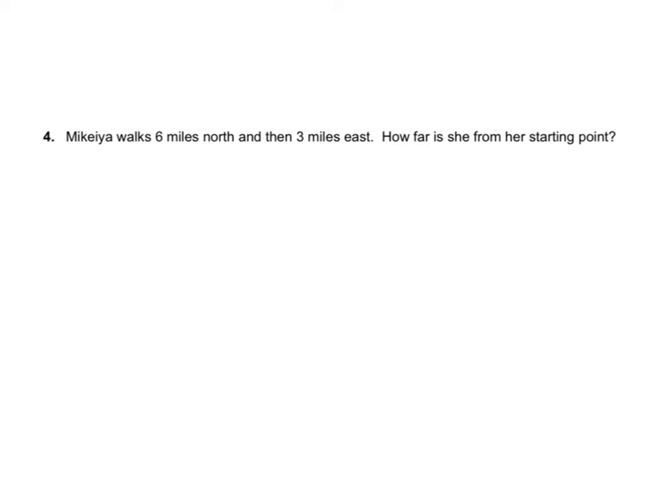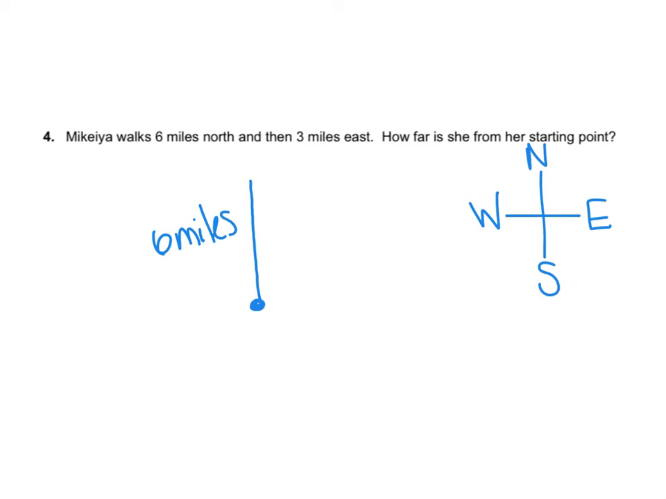All right, in our last example, it says Micaiah walks 6 miles north, then 3 miles east. How far is she from her starting point? All right, so remember, on a map we'd have this is north, this is south, this is east, and this is west. So we need to make sure that we know these directions here. All right, so Micaiah is going to start right down here, and she's going to walk 6 miles north. And then she's going to walk 3 miles east. We're going to the east.